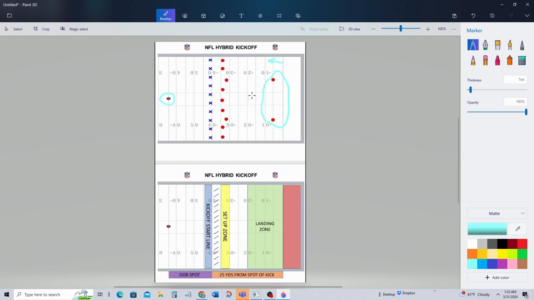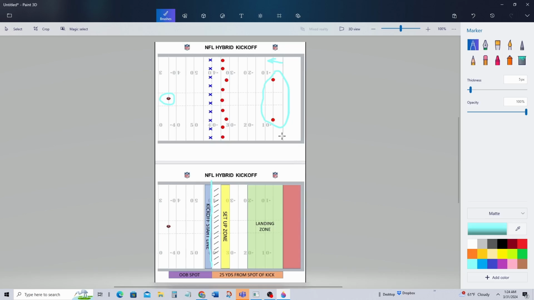So if you will, direct your attention down here, to the zones you've probably never heard of. The starting line, the setup zone, the landing zone. What are those? I'll tell you. First, the kick defense. The kickoff team lines up on this 40-yard line, and I'll try to draw a straight line, and I didn't. But they line up on that 40-yard line.